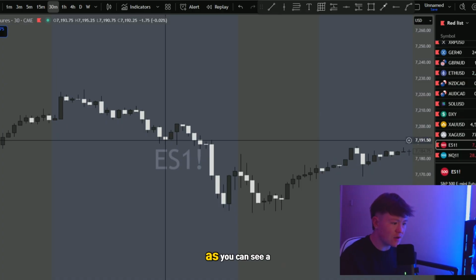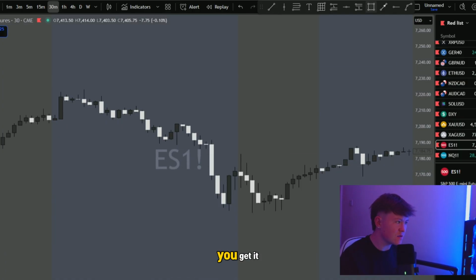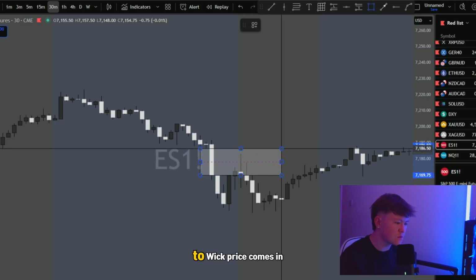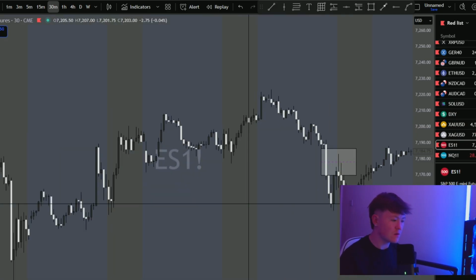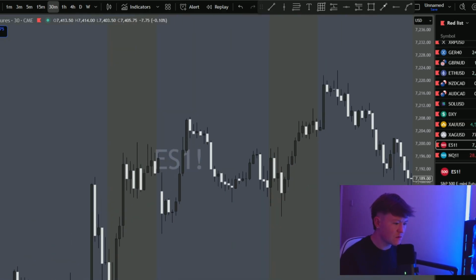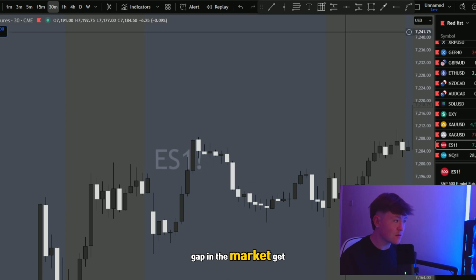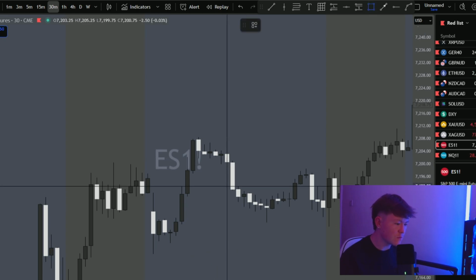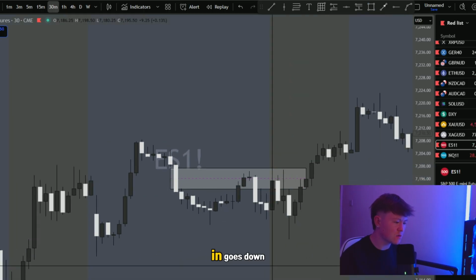Another scenario, as you can see, a big impulse candle, gap in the market. You get it, wick to wick, price comes in and goes down. Let's keep finding them until you get it. Gap in the market, get your box, wick to wick, price comes in, goes down.